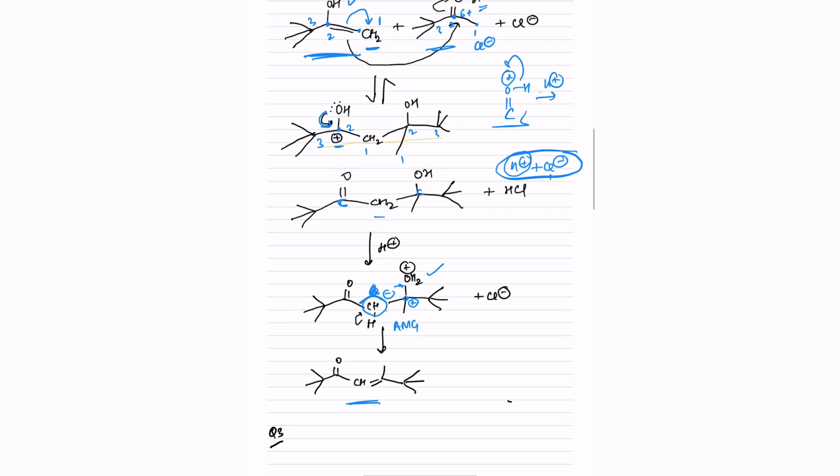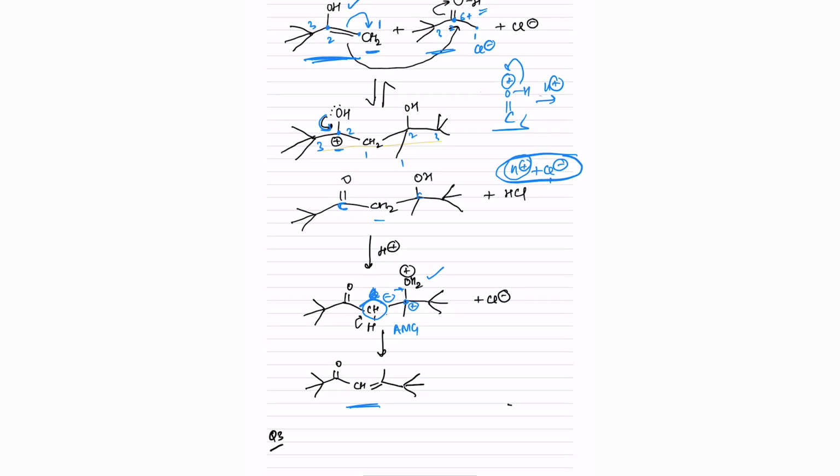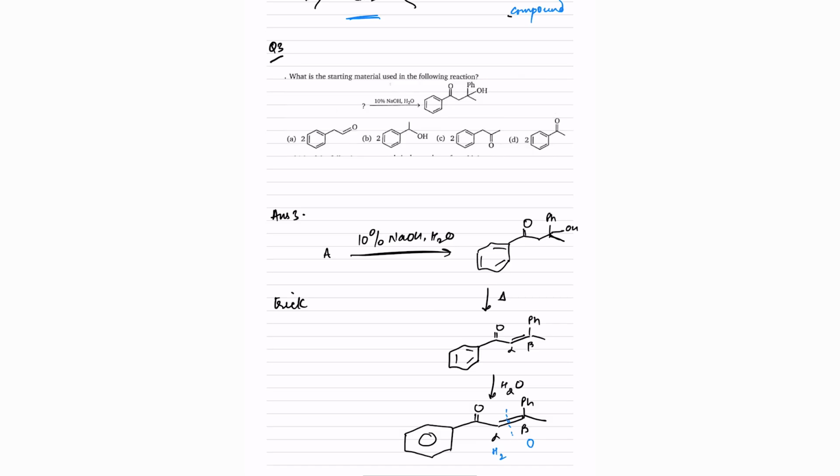So what you can see here is that even without using heat, what we are getting is an alpha beta unsaturated carbonyl compound. And this is in the case of acidic aldol. In base aldol, we require heat. Here, we do not even require heat. So the product will be your alpha beta unsaturated carbonyl compound, same as base catalyzed. Only the mechanism is different. Product is same.